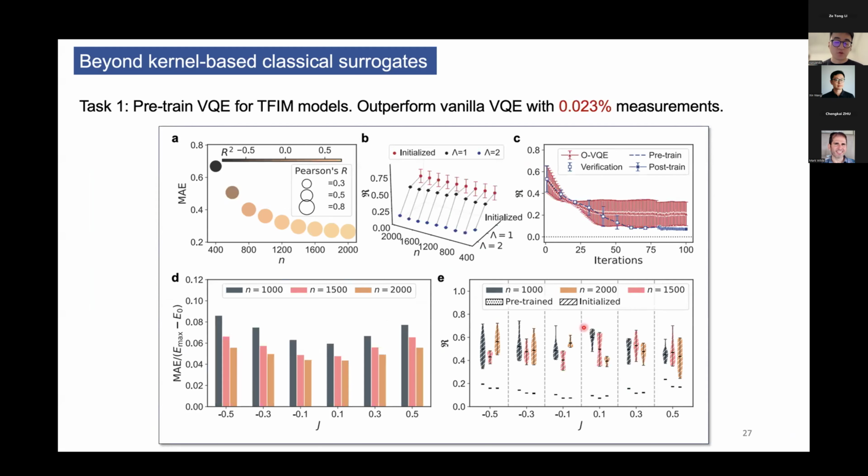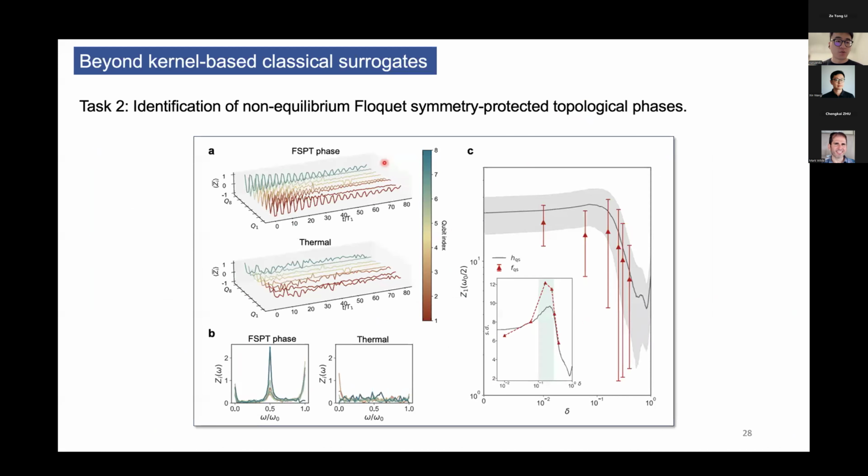We verify the effectiveness of the proposed two surrogates on real hardware. The first application is to advance the pre-training of variational quantum eigensolvers, and the other is to advance the study of phase identification of non-equilibrium quantum systems.